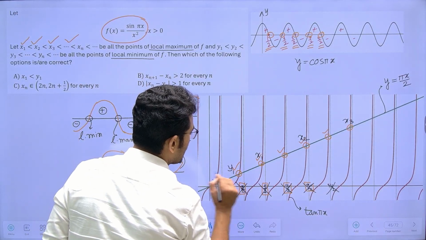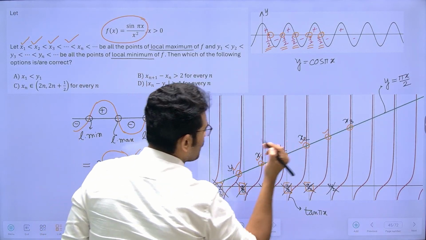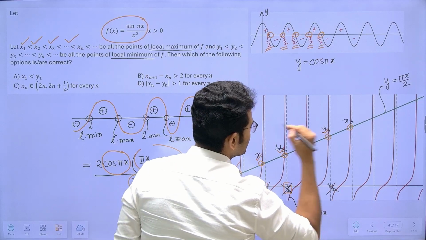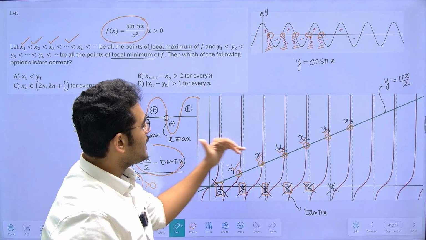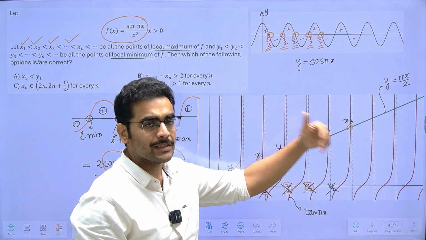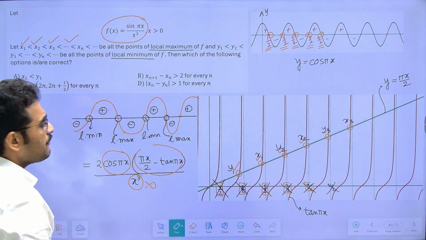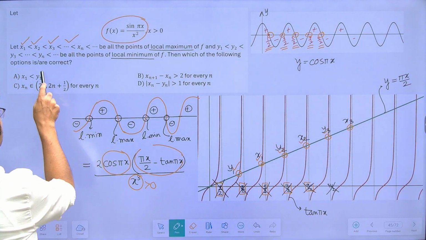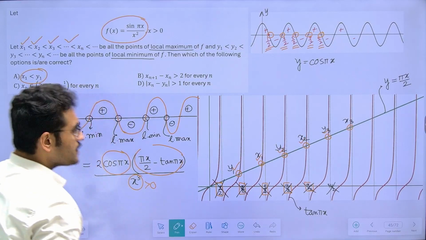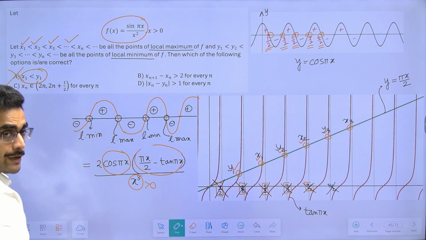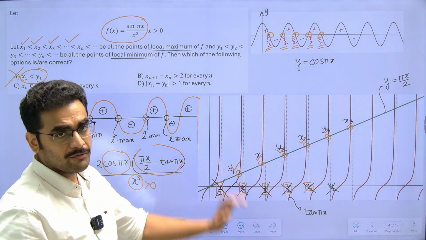So the very first one, local minima, next one local minima y2, next y3. These are the local minima. So it will be y1, x1, y2, x2, y3, x3, and so on. If I now come to the analysis, x1 less than y1, is it correct? x1 is to the right of y1, so it is not correct. x1 is more than y1 from the graph.